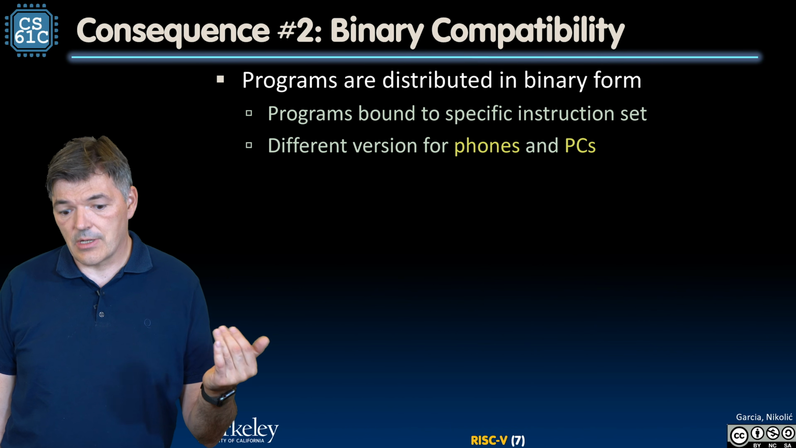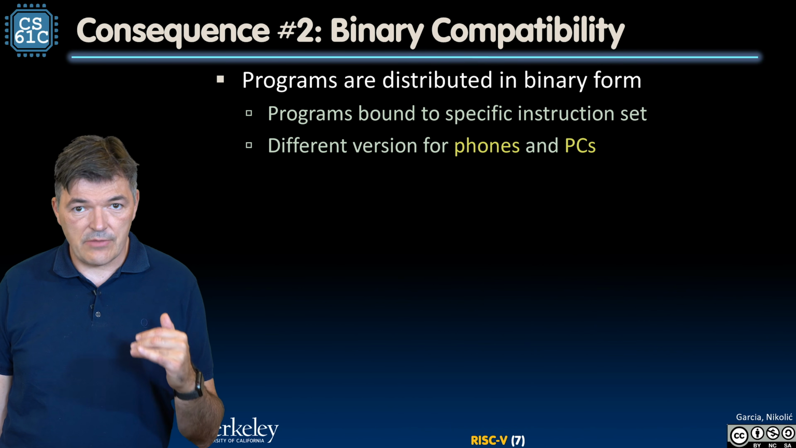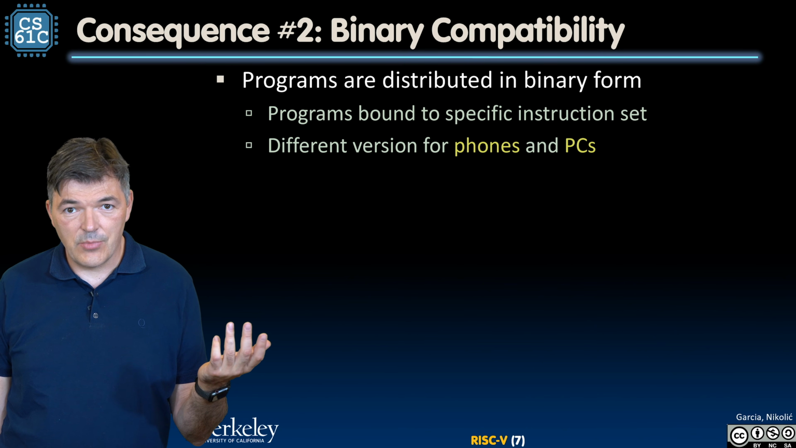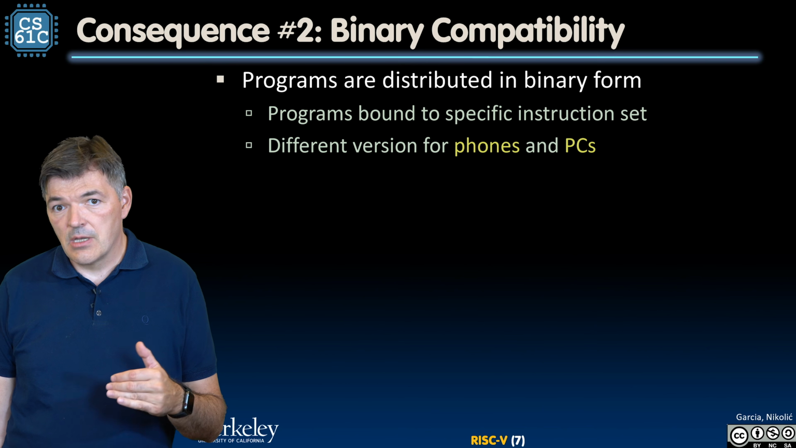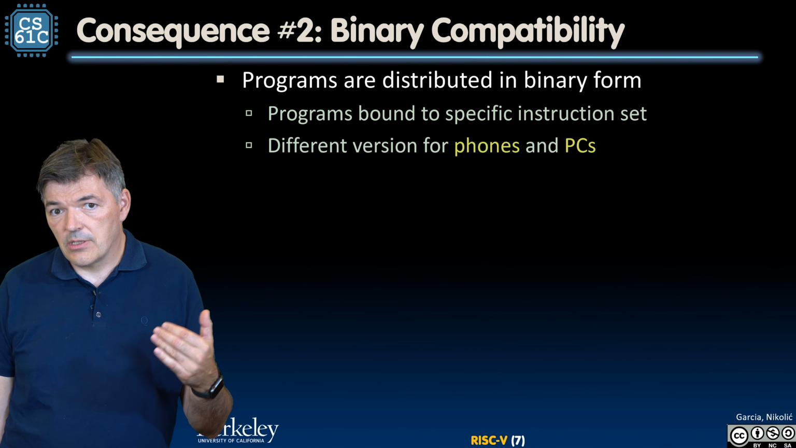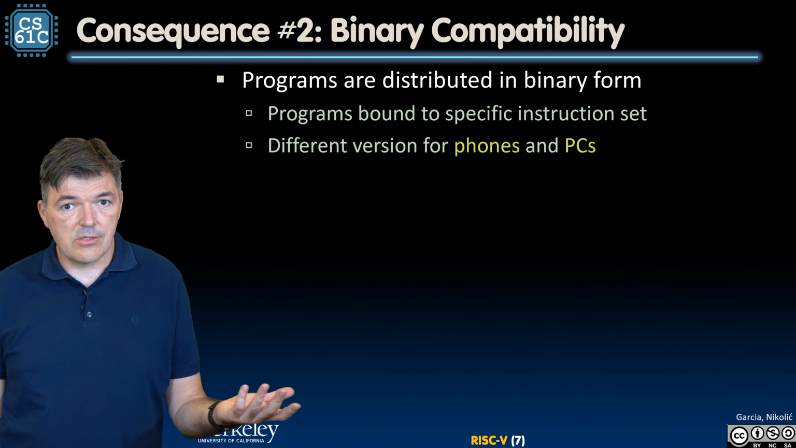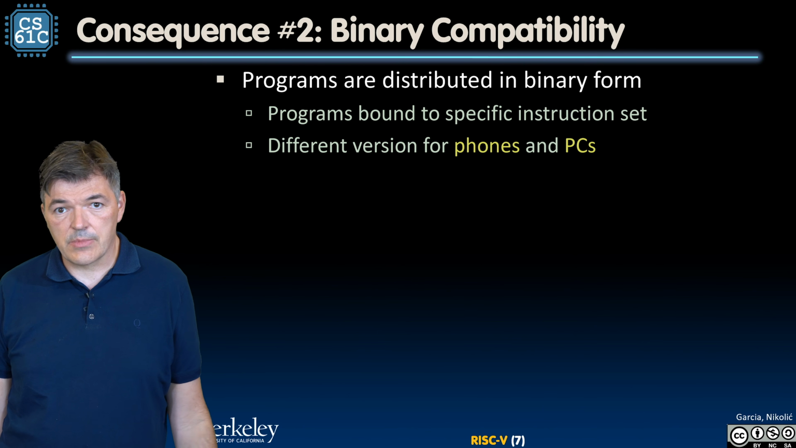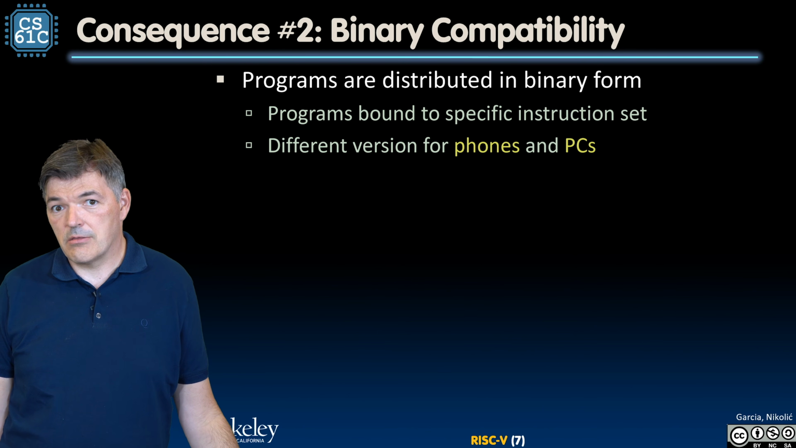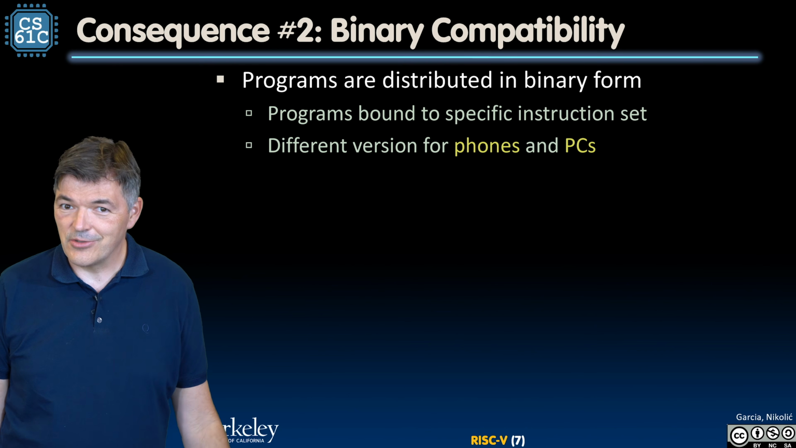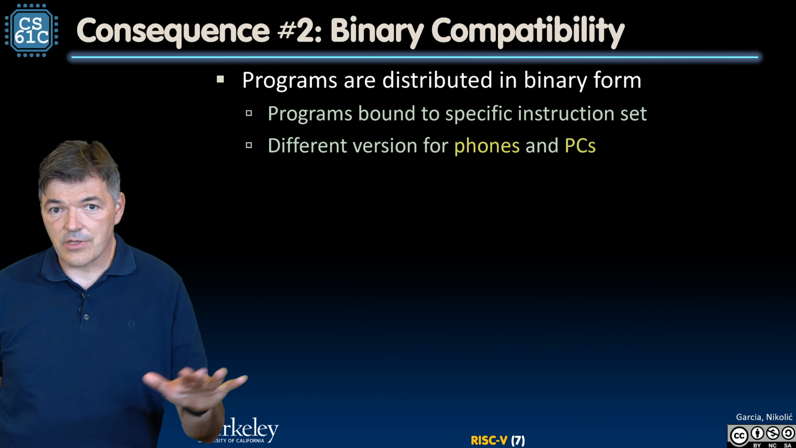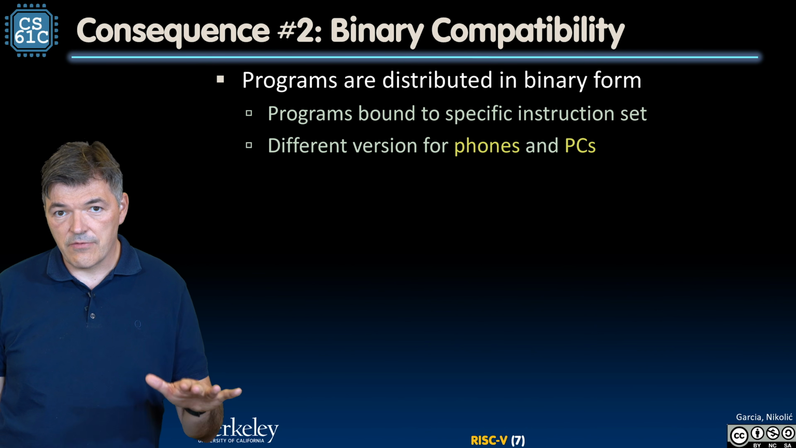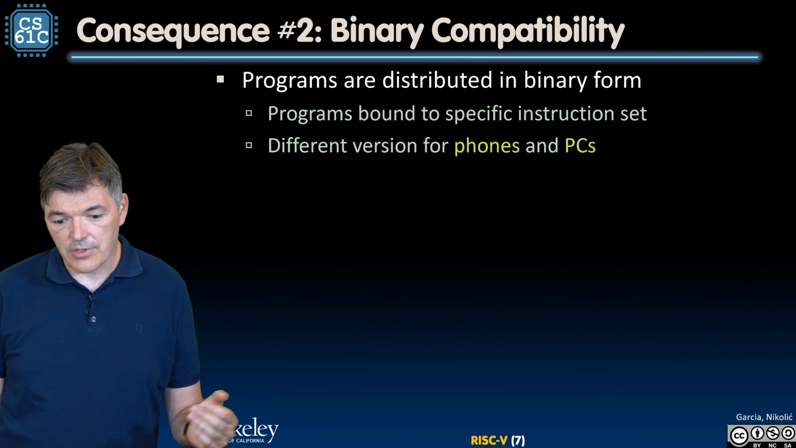So these binaries are bound to specific instruction sets, as you have seen before. Different ISAs are dominant in different domains. For example, PCs use Intel x86, while most phones use ARM's architecture. And there are a lot of storage devices now that use RISC-V. These are different ISAs, and they have different binaries that work for them.